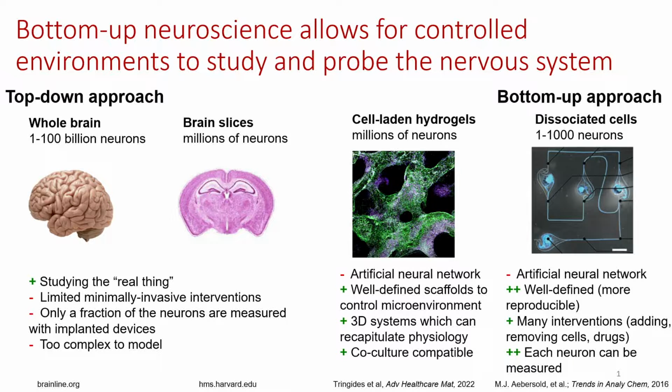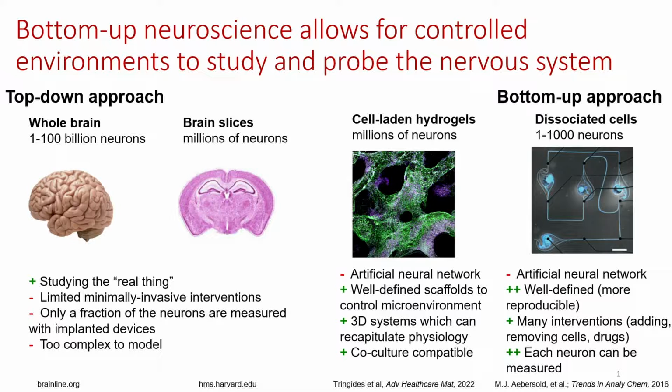To do this, we have two paths. We can take a top-down approach. So here we start with the full organ, in this case the brain or brain slices. And then we have implantable devices that we use to understand these systems. In the case of the brain, however, the devices that we have are quite rigid and they tend to cause quite a bit of compression and damage to the actual tissue. And at the same time, we're only able to record from a fraction of the cells at a time.